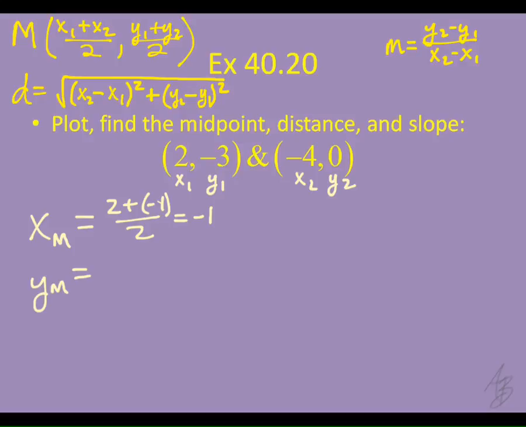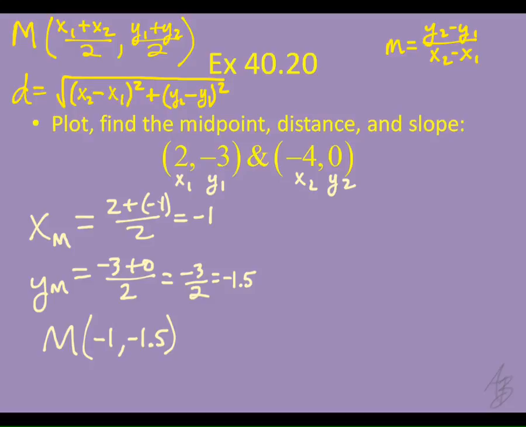The y-coordinate of the midpoint. Kayla, you want to do that one too? It's negative 3 plus 0, divided by 2. How about negative 3 halves? I like the fractions better. As far as plotting points, it actually would probably be more useful to have it as negative 1.5. So let's put it that way, negative 1.5. It really doesn't matter as long as you know where negative 3 halves is relative to the whole numbers. So what's our midpoint going to be? Okay, so we got 1 done.